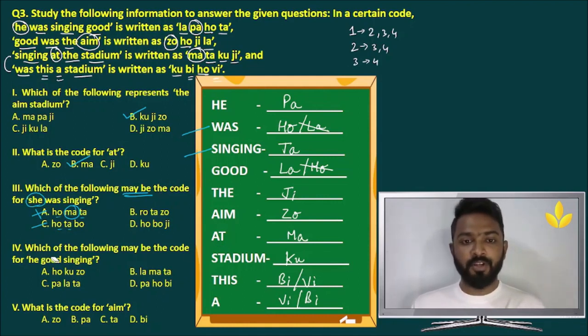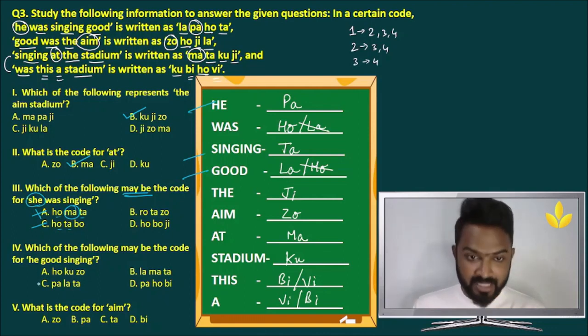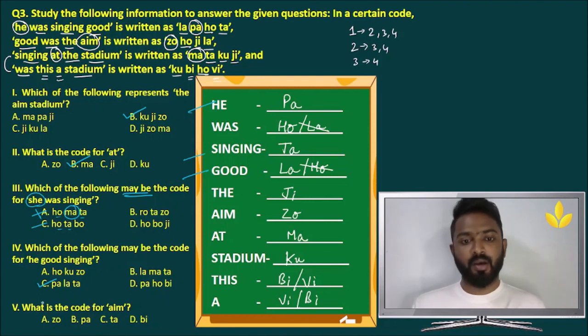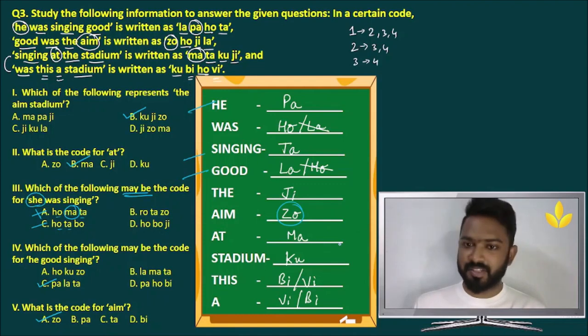Fourth one, which of the following may be the code for he good singing? He good singing. Pa, la, ta in any order. And we have exactly that in C. Pa, la, ta. Done. What is the code for aim? Aim is definitely Zo. So we have A. So B, B, C, C, A. These are the answers for this question.